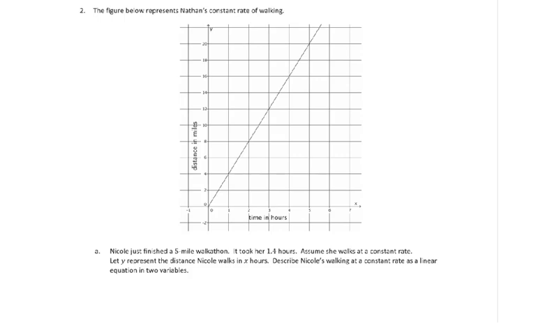And number 2 says, the figure below represents Nathan's constant rate of walking. Part A says Nicole just finished a 5-mile walkathon. So remember, miles are our Y value, so this equals Y. And it took her 1.4 hours, and hours are our X value, so this equals X, okay?